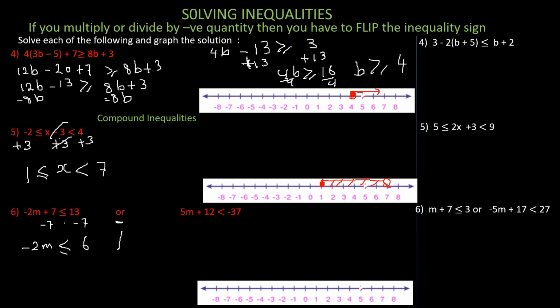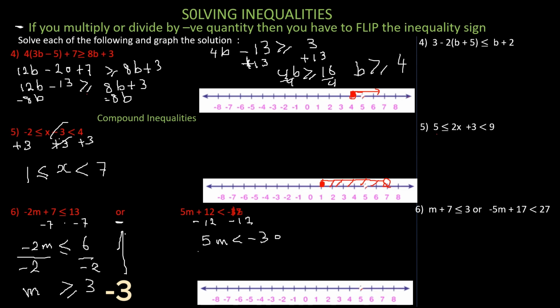And now take care, the next step is to divide by negative 2. When you multiply or divide by a negative number, you have to flip the inequality sign, and this will be 6 over negative 2 equals negative 3. Solve the other one and graph them together. Then we have to cancel 12 by adding negative 12. Then 5m will be less than negative 18 minus 12 equals negative 30.